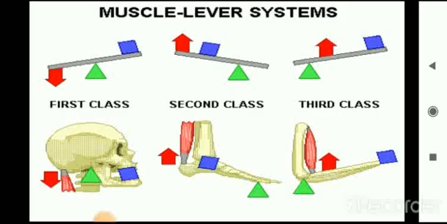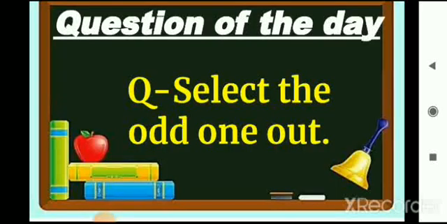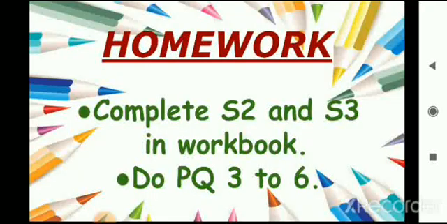Now coming towards the question of the day. Your question of the day is, you have to select the odd one out. I will give you four options in which you have to select the odd one out, right? In the four options, some options are of the same class levers and one option is of a different class lever. Okay, so you have to select the odd one amongst them. Okay, so our second and third topic is clear, right? Levers and classes of levers are clear.